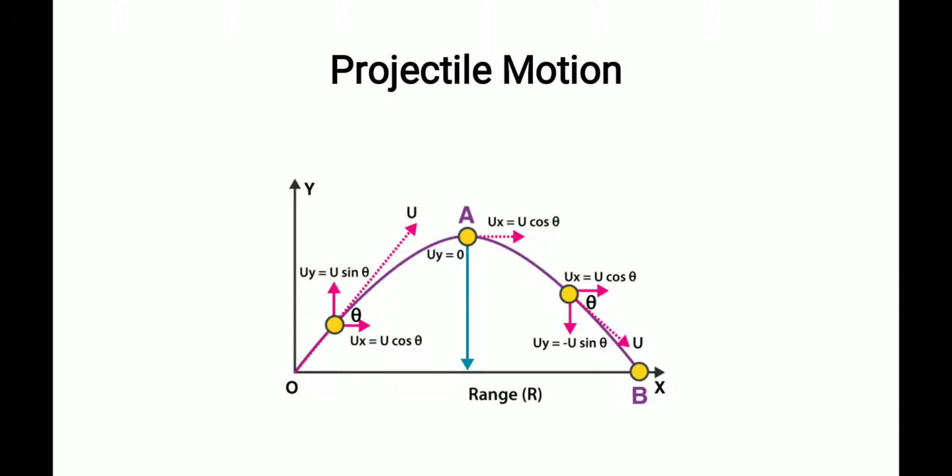Okay, so here we have two components, horizontal component and vertical component. The horizontal component is always constant and the vertical component is varying, and at the maximum height the vertical component of the velocity becomes 0 and then it falls down by the acceleration due to gravity. Okay, this is called projectile motion. Any particle projected in space will move like this.